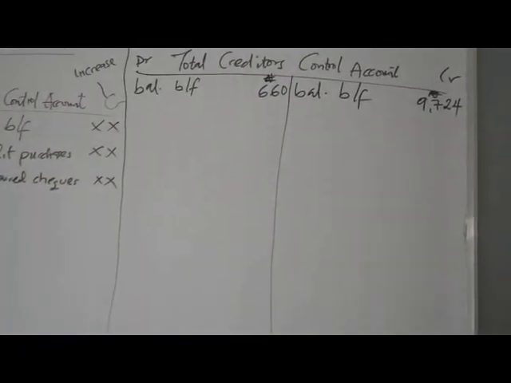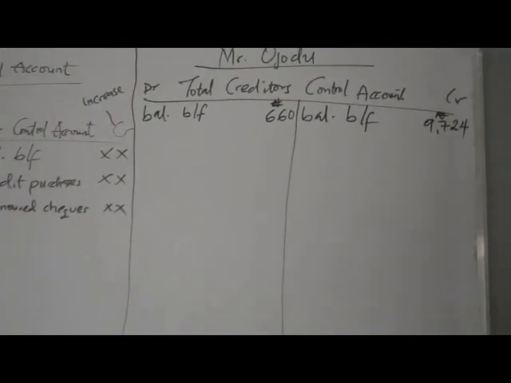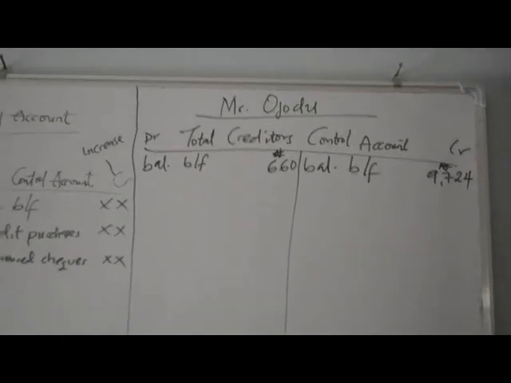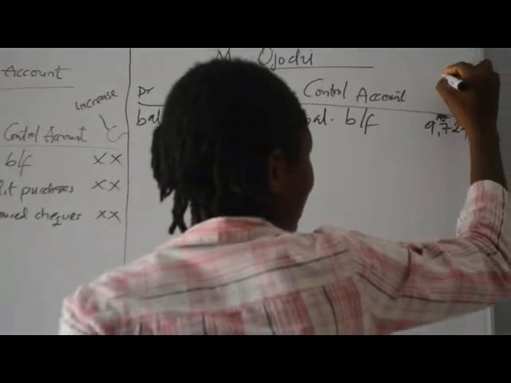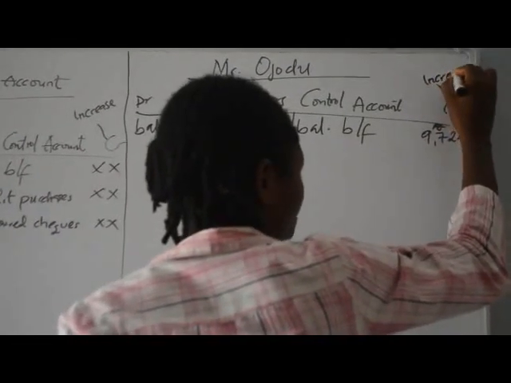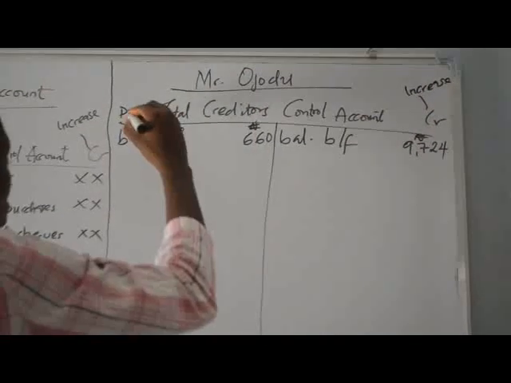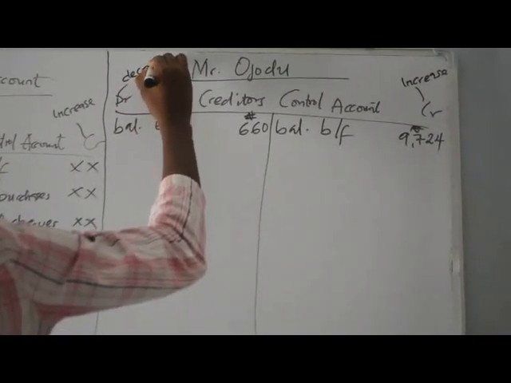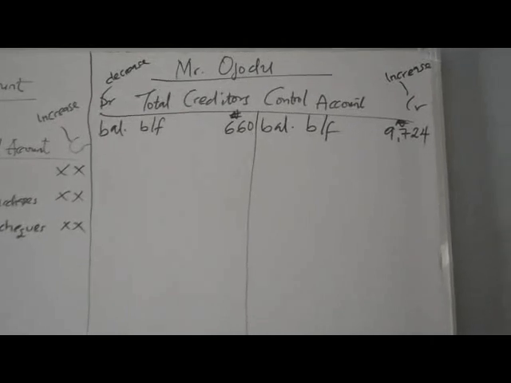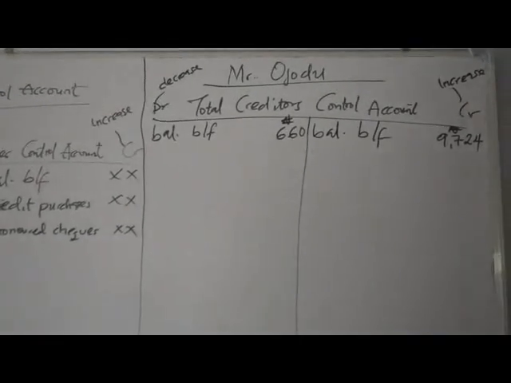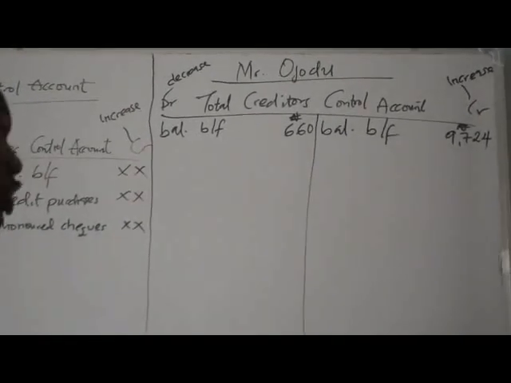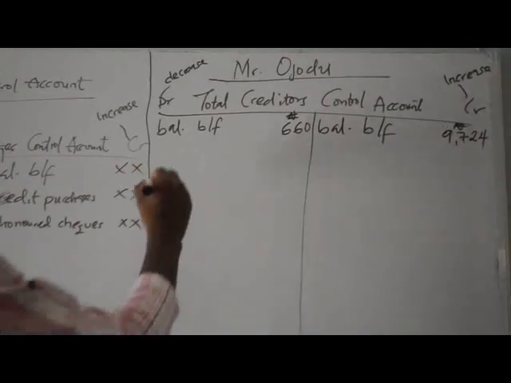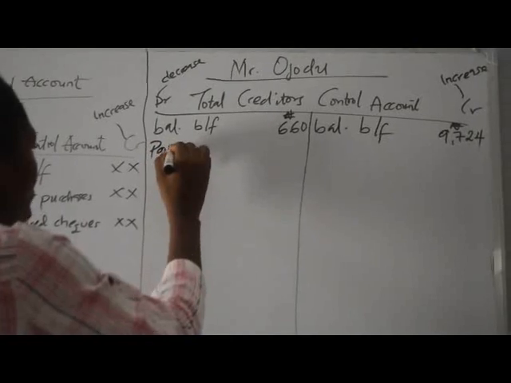Now we have come to the transactions that took place during the month of July. We have payments to creditors. Like I told you, don't forget the credit side records increase in our purchases control account, and the debit side records decrease. This is just the format we'll be using. So the first thing I was saying is payment to creditors. Payment to creditors will be reducing the amount owed, so we'll be entering this on our debit side.